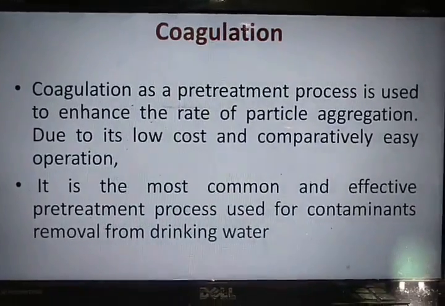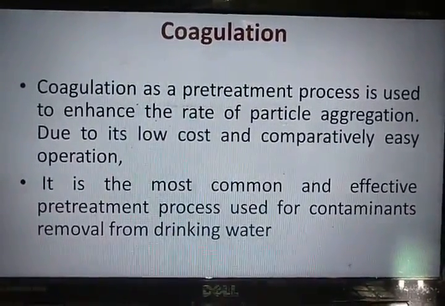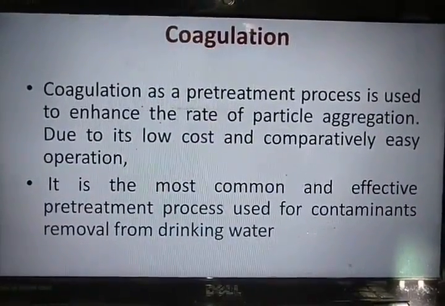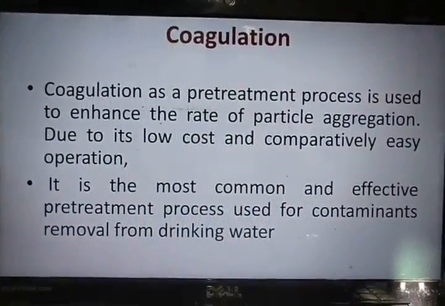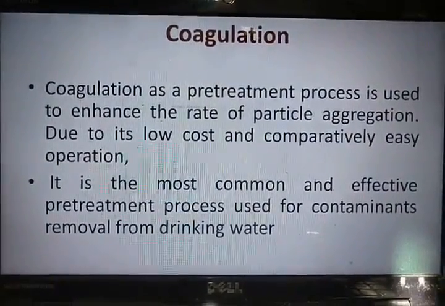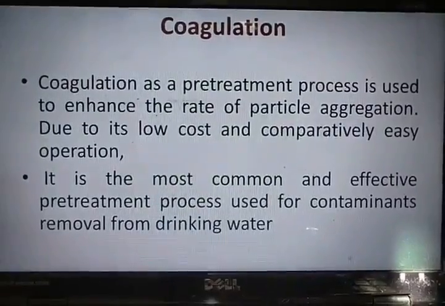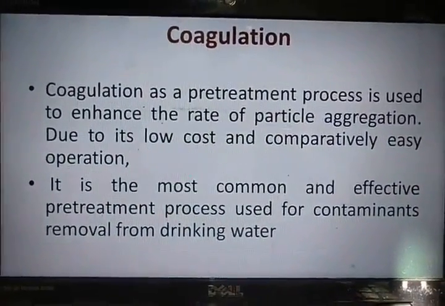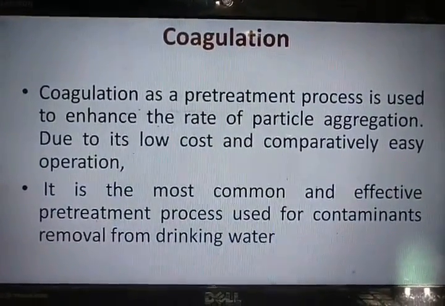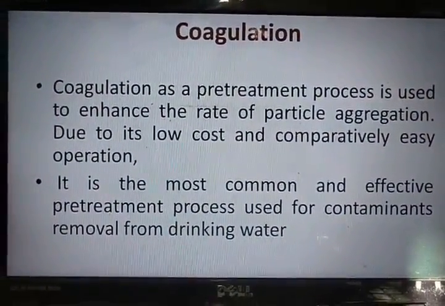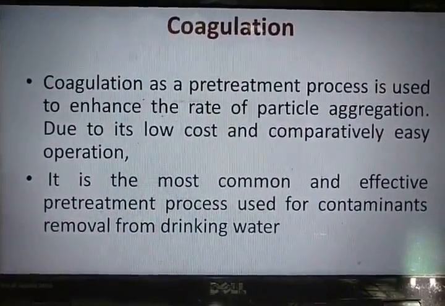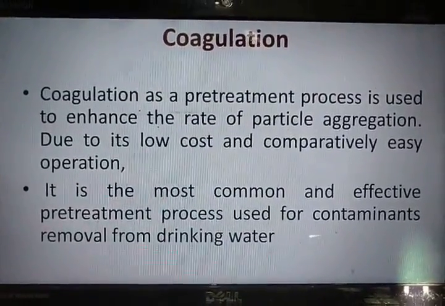Okay, and let us see the pre-treatment techniques in detail. That is coagulation. As you all know, we have discussed what are the different types of coagulants which are used in the pre-treatment of water. That is usage of alum, ferric chloride, electrolytes. Any coagulants can be used to remove some of the suspended impurities present in the water before using the water for membrane processes, and it is the most common and effective pre-treatment process used for contaminant removal in drinking water.